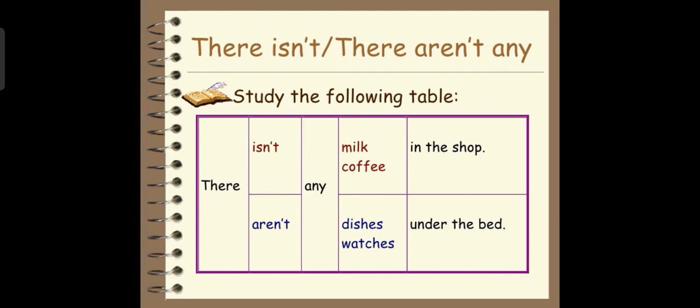There aren't any. It goes the same as some. There isn't any milk in the shop. There isn't any coffee in the shop. Because we can't count milk and coffee. इसलिए वो क्या है? Uncountable noun. That's why we are using any before it. There isn't any milk. But dishes and watches, we can count them. So it is plural. There aren't any dishes under the bed. There aren't any watches under the bed.